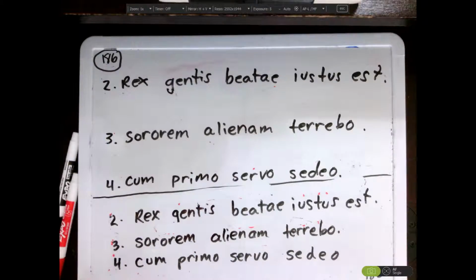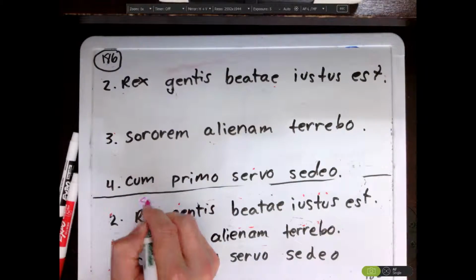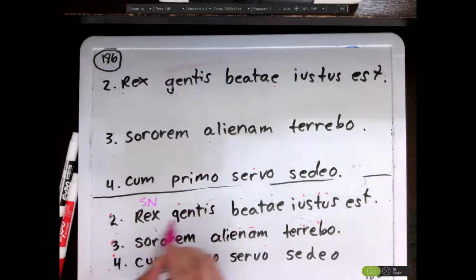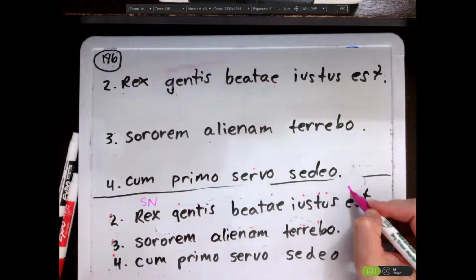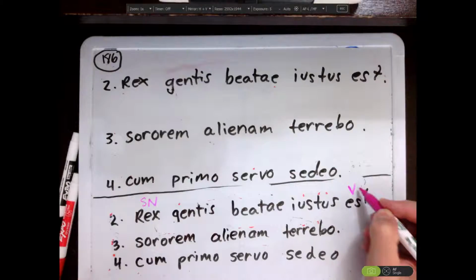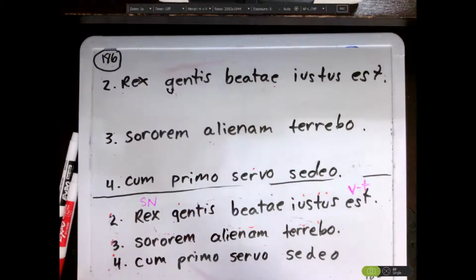And we're going to parse it at the bottom. So subject noun, rex. Verb, usually as it is in Latin, all the way at the end. And est is a linking verb. So this is a verb transitive, S and VT. And VTs are the equal sign verbs. And so what does the rex equal? Does it equal gentis, beatae, or justus? Now remember, rex, king, is a masculine word. So he's not going to equal beatae.